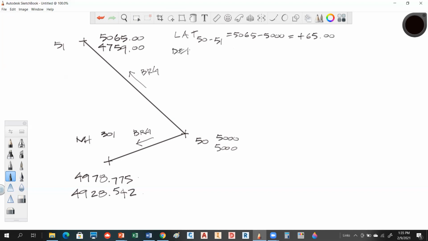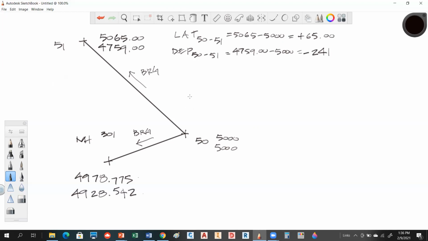Departure. 50 to 51 will be the easting of 51, 4759 minus 5,000. Now that'll give us a negative number, and that should be apparent, assuming north is up, why that would be negative, because it's looking which direction? West. Correct. And so that should make sense. So we should have a negative 241, it looks like. That's what I got. So, all right.